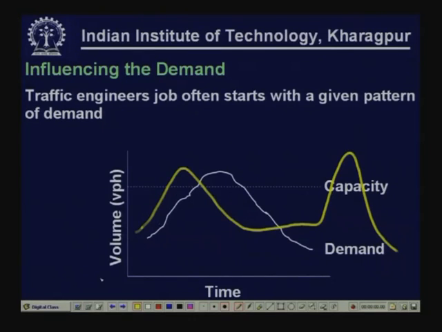In the morning, when people are going to offices, you find the traffic volume is more, the road is congested, and then the traffic volume comes down. Then again in the evening, when people are coming back or going to shopping or recreational places, the demand is more. It is interesting to note that the capacity of a system is fixed, as shown by this dotted line. This is a fixed value.